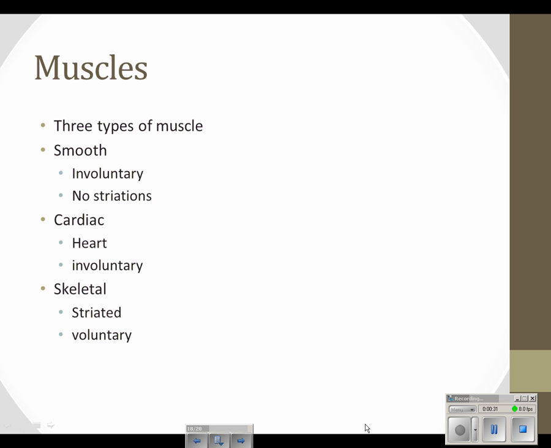So the skeletal muscles are what we're focusing on a lot here because they're the ones that are going to be attached to the skeleton by tendons, remember that connective tissue, and move the skeleton.